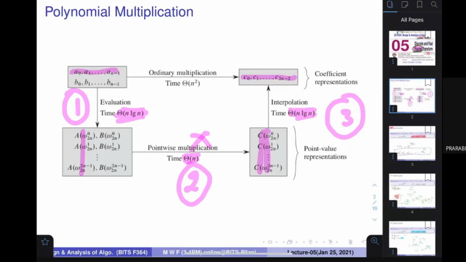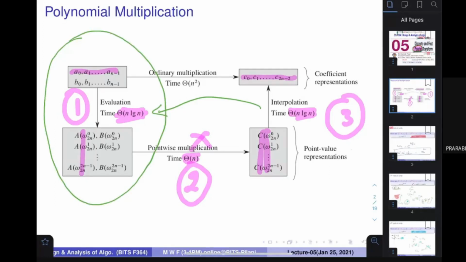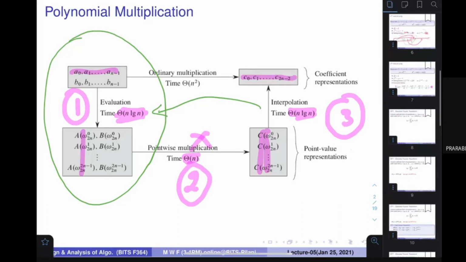Make sense? Are you ready for that? Should we start? Yes? Okay.